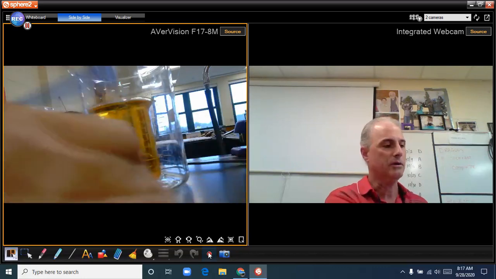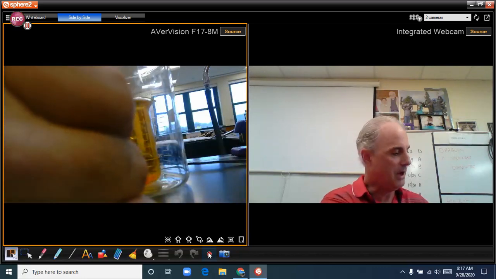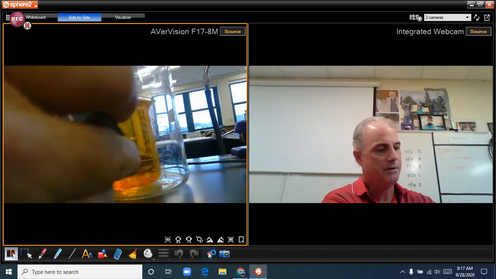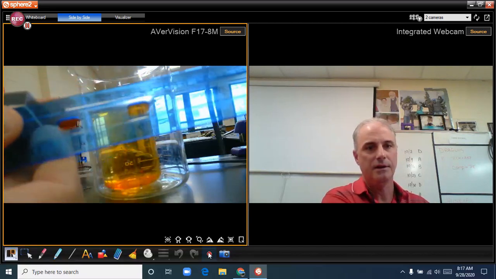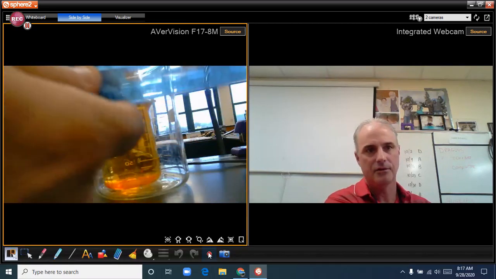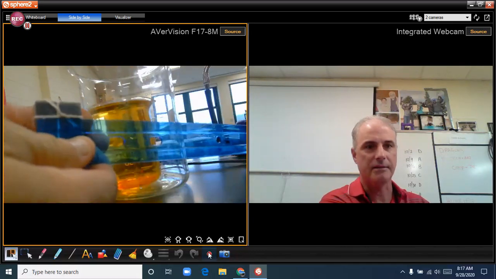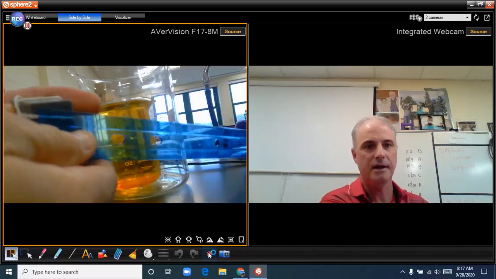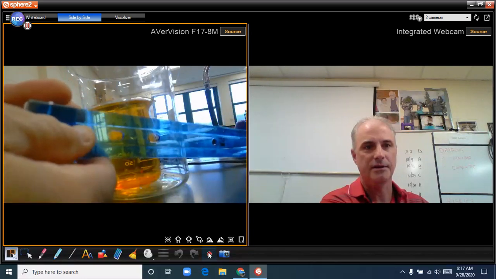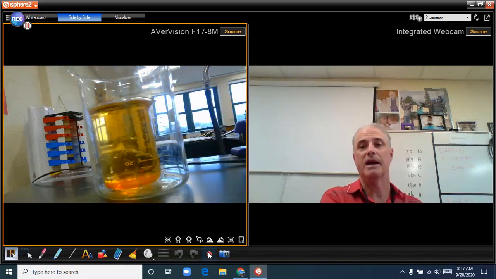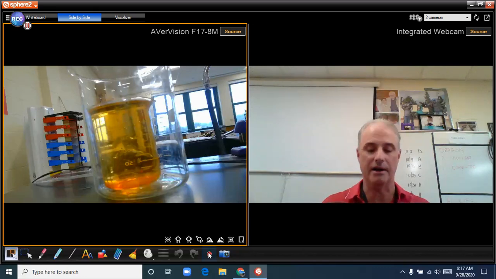I can take a ruler using centimeters, and I can measure the length. I can measure the width, and then I can measure the height. With those three measurements, length times width times height, I can calculate volume.